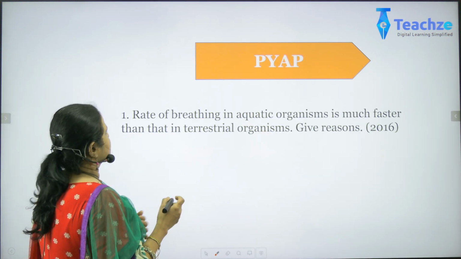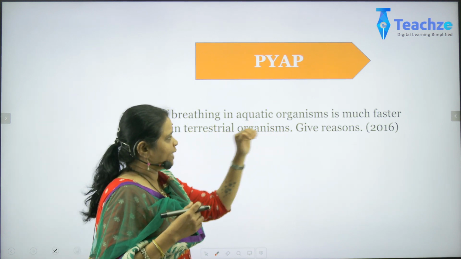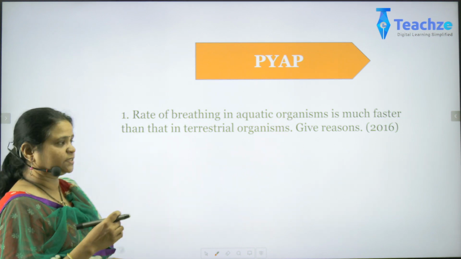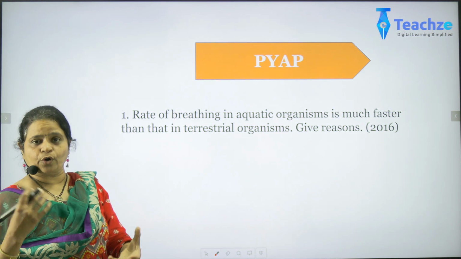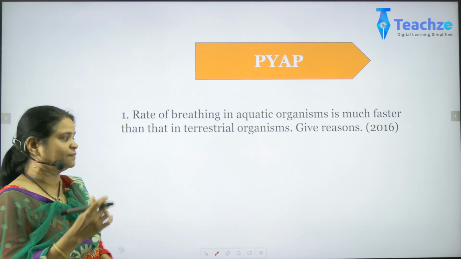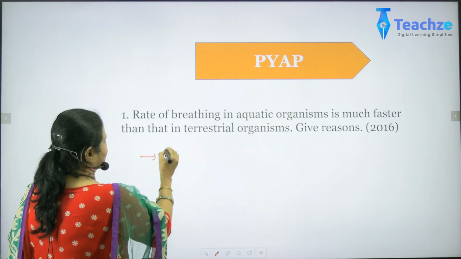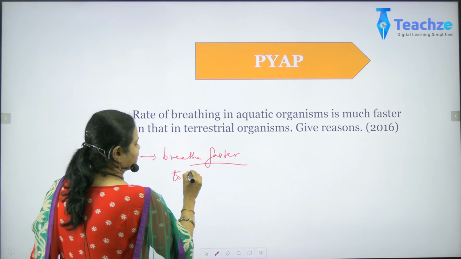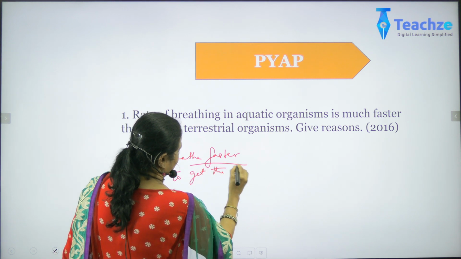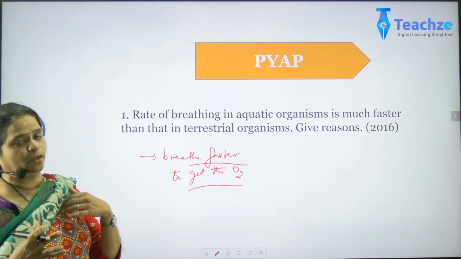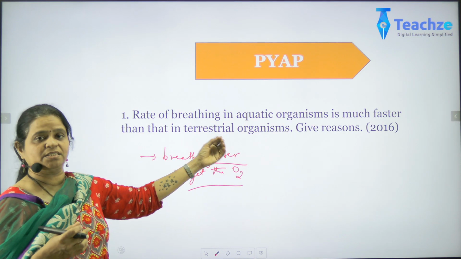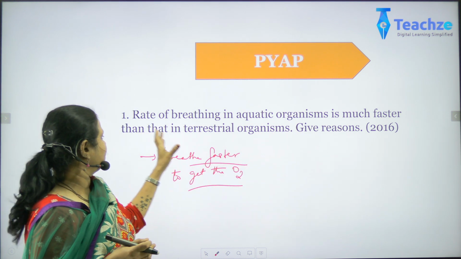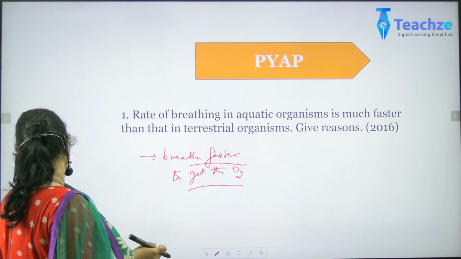Now, the previous year questions. Rate of breathing in aquatic organisms is much faster than in terrestrial organisms. The reasons he has asked. The same thing here, because they need more oxygen to do their activities and water doesn't have that much oxygen. So they breathe faster to get that amount of oxygen. So faster they breathe, opening and closing of the mouth, so that they can get that amount of energy needed for them. So the rate of breathing in aquatic organisms is generally higher as compared to that of terrestrial organisms.